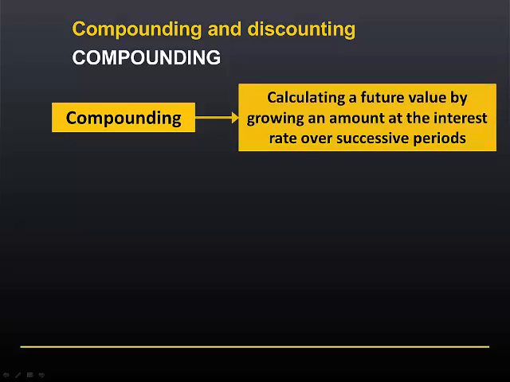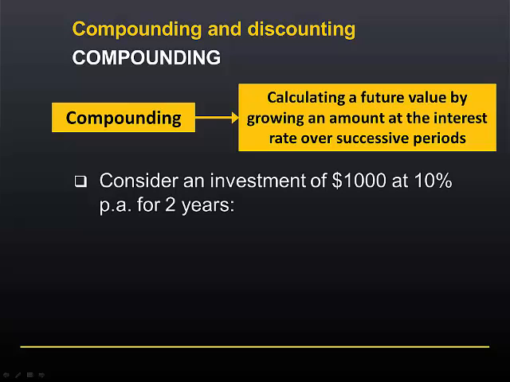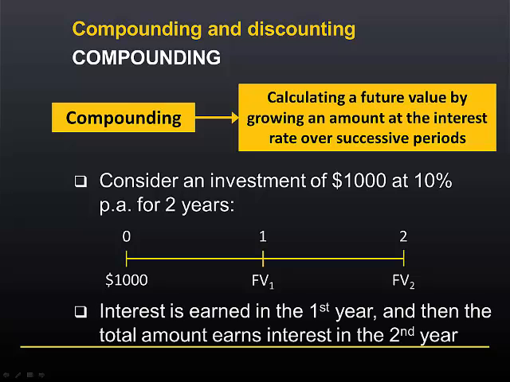Compounding means growing an amount of money at the relevant interest rate over successive periods. In the previous module, we saw how to grow an amount at the interest rate for 1 year. Compounding just means doing the same thing over and over again for any number of periods. Consider an investment of $1,000 at an interest rate of 10% per annum for 2 years. Interest is earned in the first year, and then the total amount, the original $1,000 plus the interest earned in the first year, earns interest in the second year, and so on.